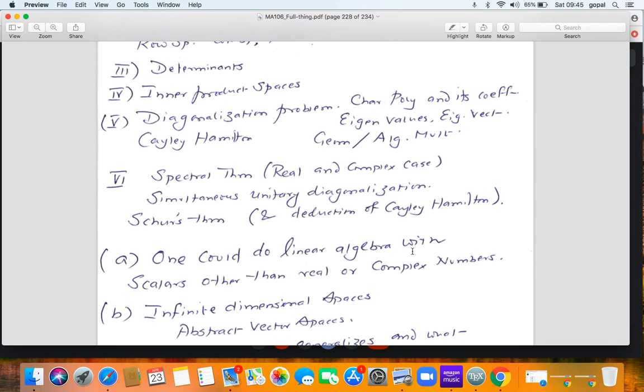And then we came to the diagonalization problem for matrices. When is a matrix similar to a diagonal matrix? We proved the Cayley-Hamilton theorem, and we proved basic properties of eigenvalues and eigenvectors of matrices, and the geometric and algebraic multiplicities and so on. Then we went again to inner product spaces.